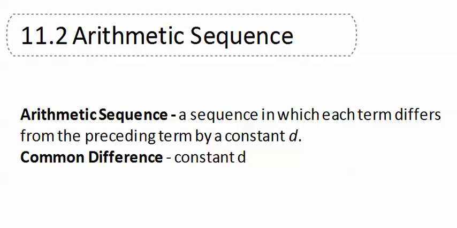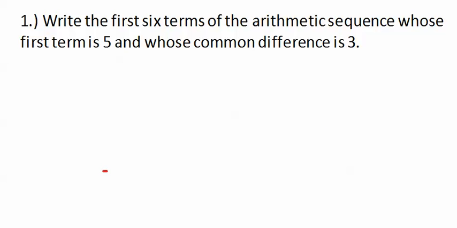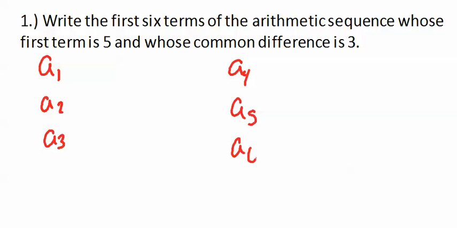that we talked about. To give you an idea what we're talking about, let's look at the first example. We're going to write the first 6 terms of arithmetic sequence whose first term is 5, and whose common difference is 3. So we're trying to find 6 terms. So we'll do a sub 1, a sub 2, 3, 4th term, 5th term, and then the 6th term.